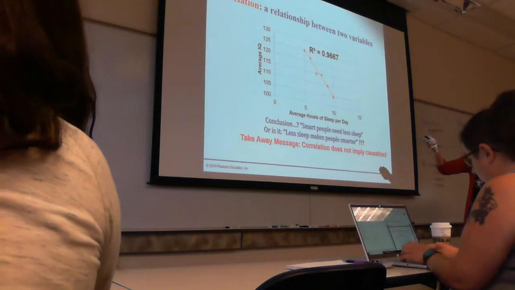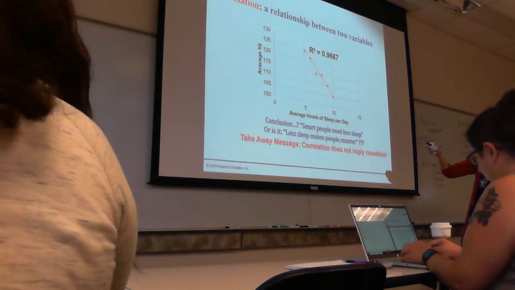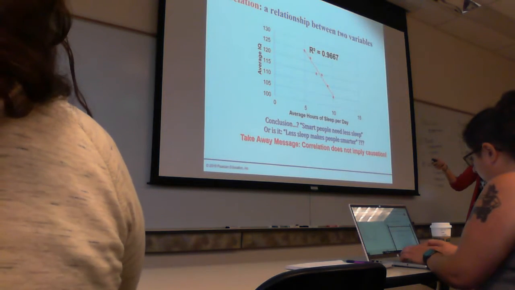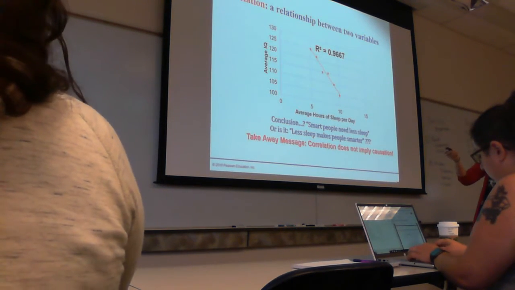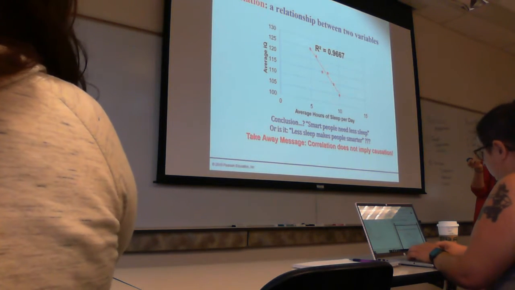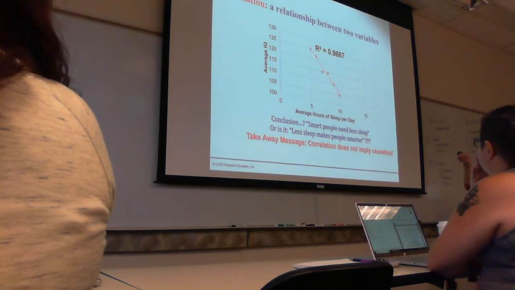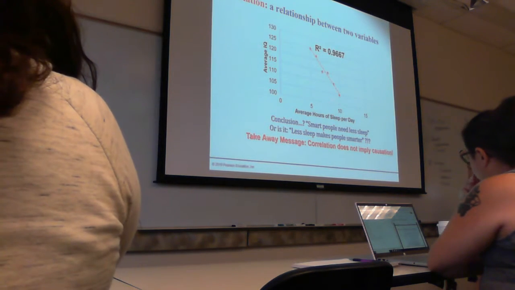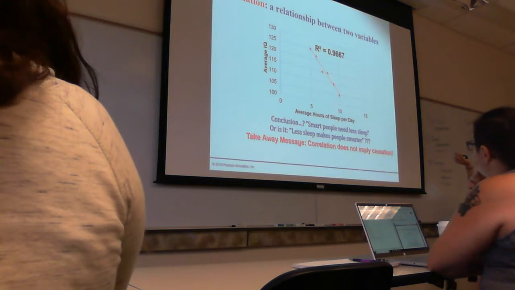In this example, we have 1, 2, 3, 4, 5, 6. Looks like the higher the IQ, the lower the IQ if you sleep more. Do you think that makes a lot of sense? Maybe, maybe not, but we have like 6 data points here, so we're probably not confident in our results.